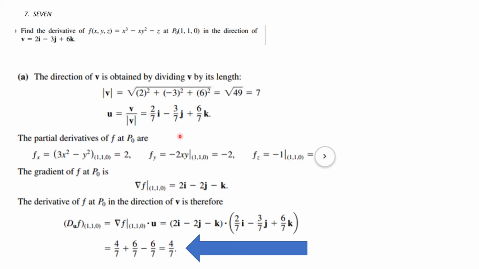So then I'm going to take the partial of this with respect to x, and evaluate it at that point, and the partial with respect to y, and evaluate it at that point, and the partial with respect to z, and evaluate it at that point. This didn't show up, but this has to be minus 1 there. And so that tells me the gradient is 2, minus 2, and minus 1. So this is the gradient. I take the dot product of the gradient with that unit vector that I found up here and do the calculation, and I get the answer is 4 over 7.